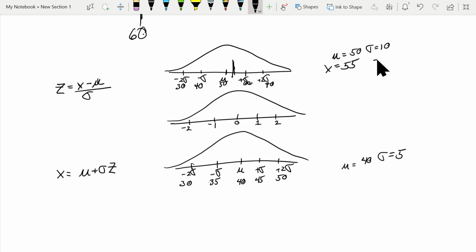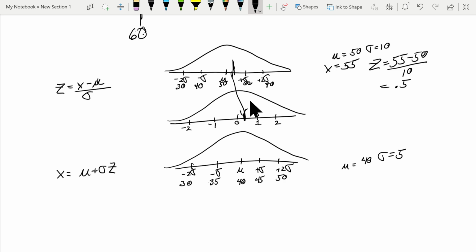to standardize it, this formula is always the same, and all it does is figure out how far from the mean, and how many standard deviations that is. So this is 0.5 standard deviations. Here, that comes to right there in the standard normal distribution. So 55 goes to there.